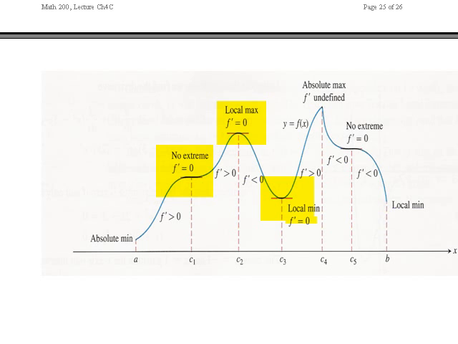Now, points where the derivative does not exist aren't excluded from these definitions. This, for example, is a global and local maximum, but f prime doesn't exist there. And you can't use f double prime to tell you what it is either.